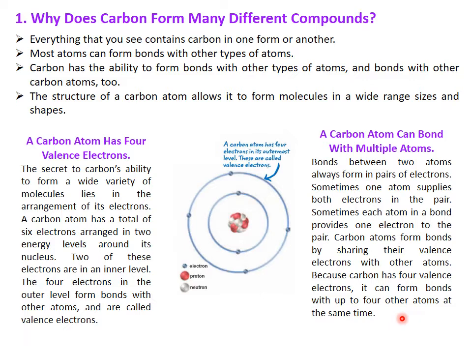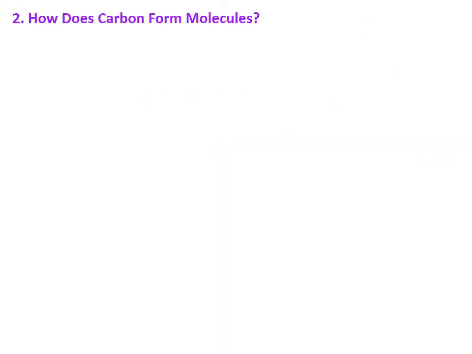Now, let's take a look at this picture. It shows a carbon atom. A carbon atom has 4 electrons in its outermost level. These are called valence electrons. Now, let's discover how carbon forms molecules.